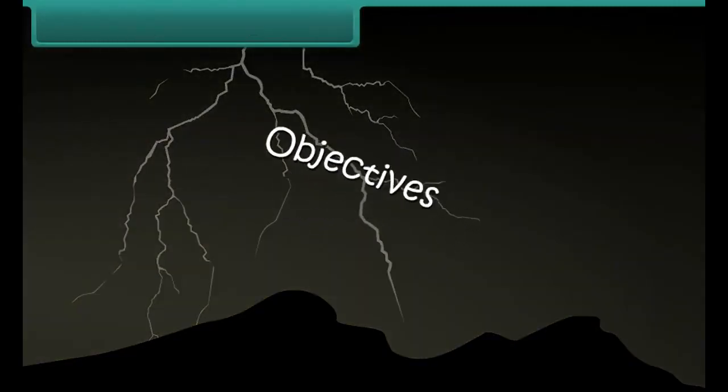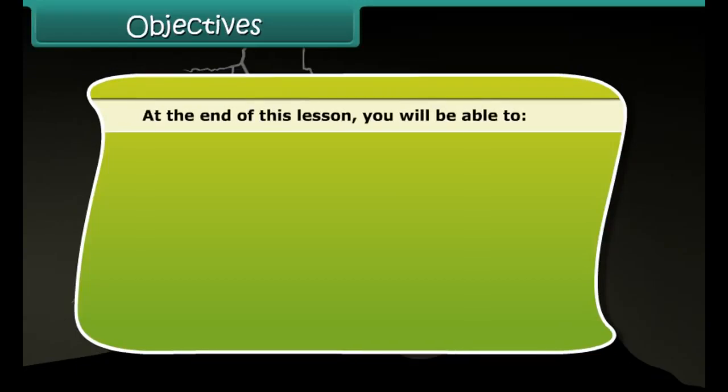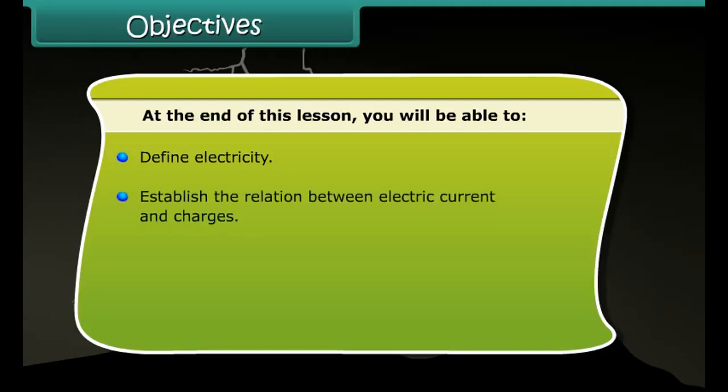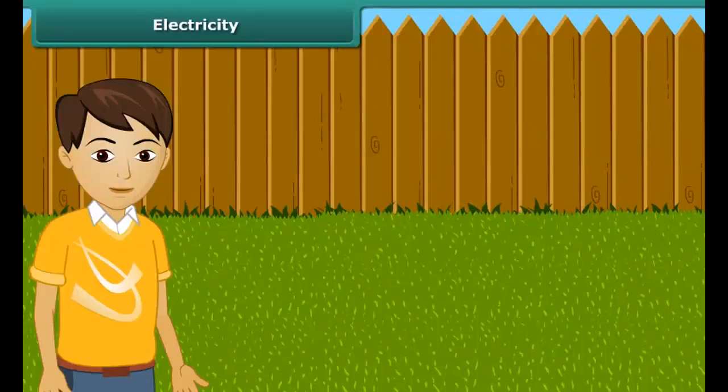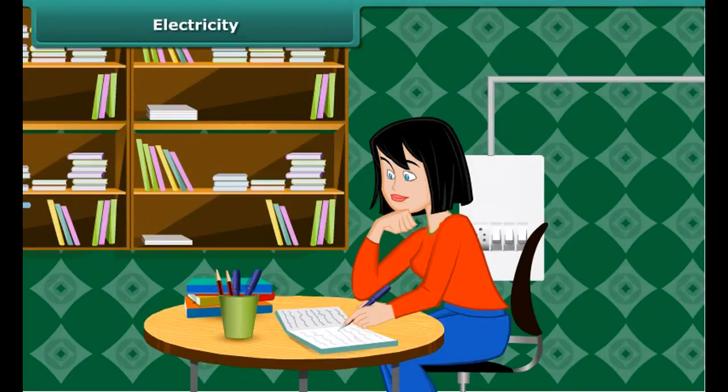Objectives. At the end of this lesson, you will be able to define electricity, establish the relation between electric current and charges, identify the two types of electricity, define conductors and insulators.